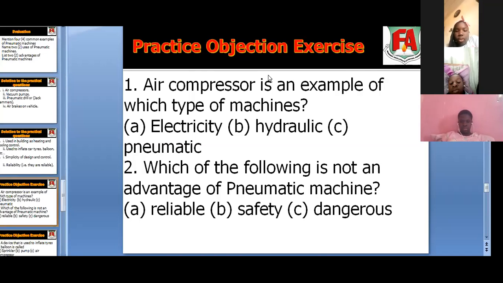One disadvantage is that they are very expensive to design and maintain. Exactly. That's one disadvantage.